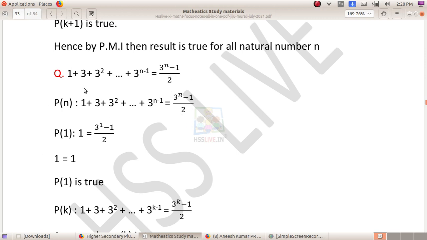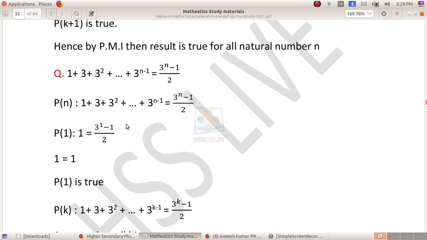Put n equal to 1. P(1) is equal to 1 only, because the first term is only 1. Then here, (3 raised to 1 minus 1) by 2. Okay, 3 raised to 1 is what? 3 minus 1 is 2, 2 by 2 is 1. So this is true for n equal to 1.